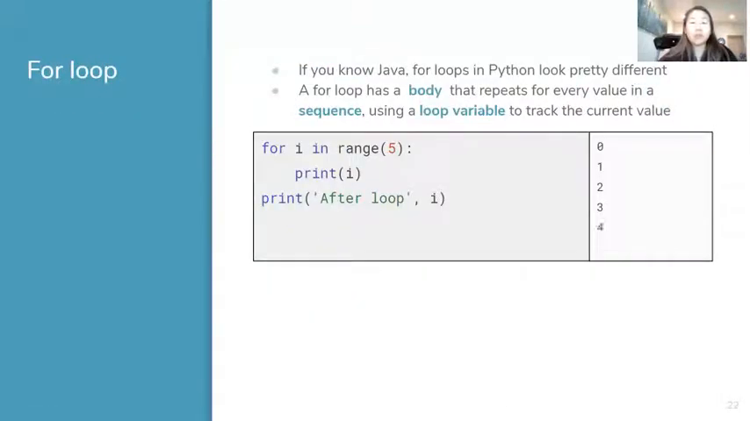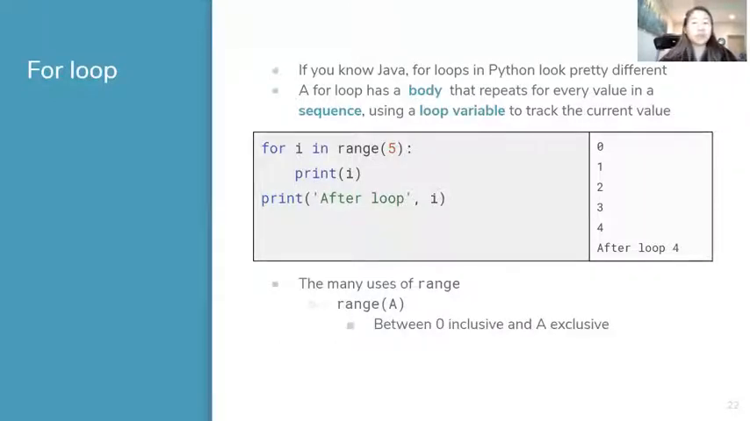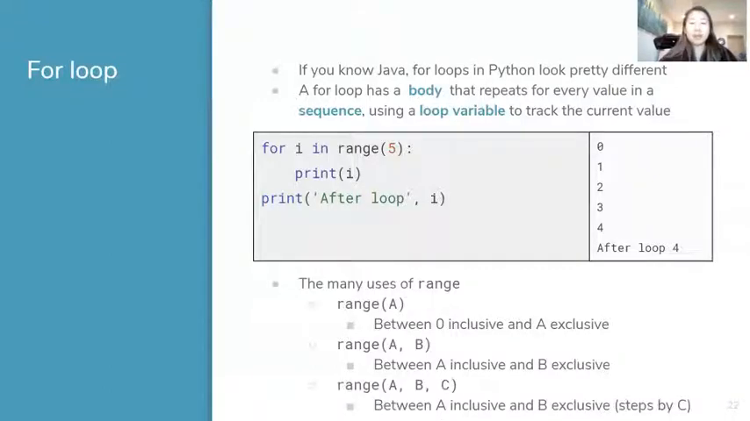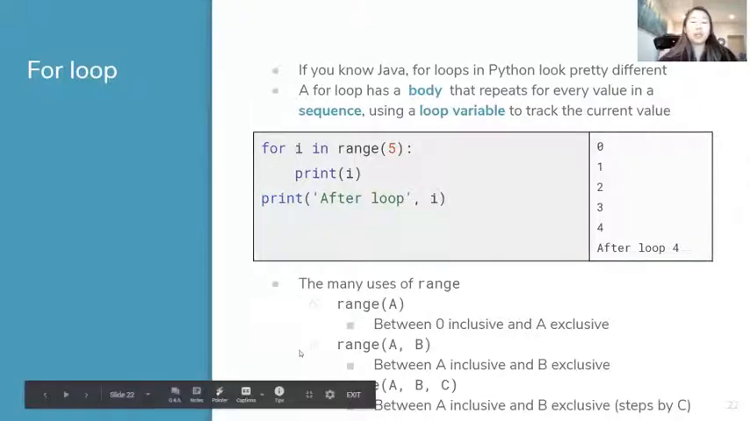Then 1, 2, 3, 4, and after that we exit the loop and it'll be after loop 4. Range A is between 0 inclusive and A exclusive. That's why we don't see the 5 come out. Range A to B is between A inclusive and B exclusive, and range with a third argument C is between A inclusive, B exclusive, and steps by C.